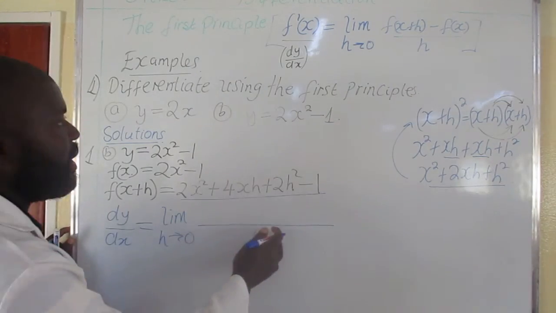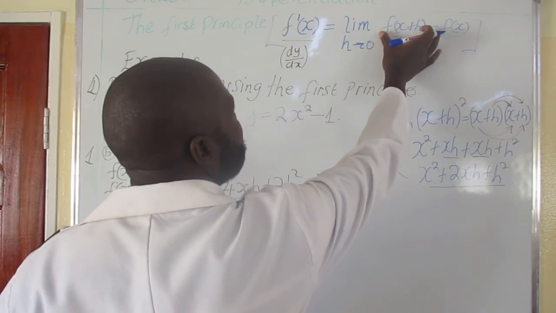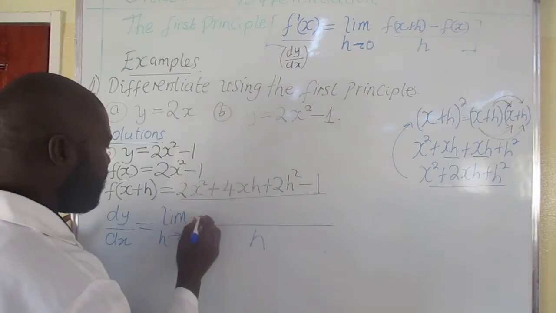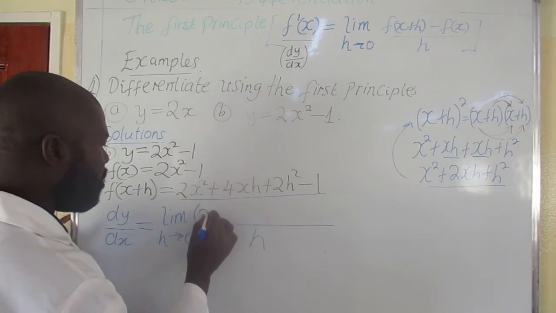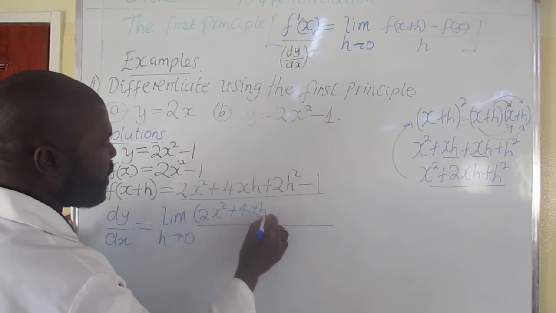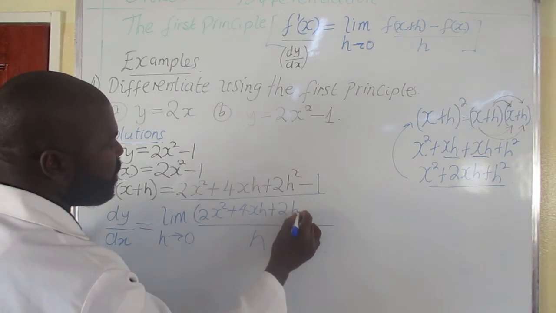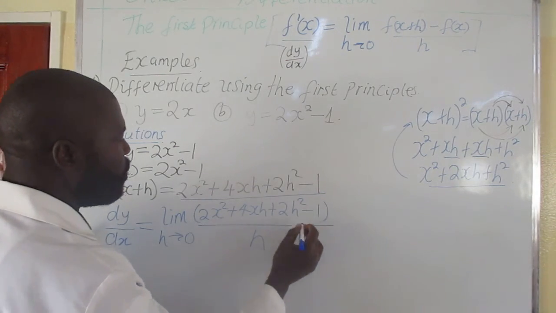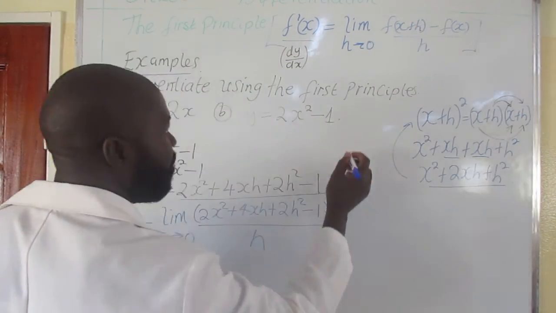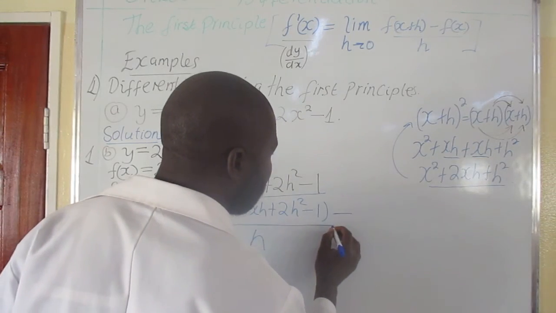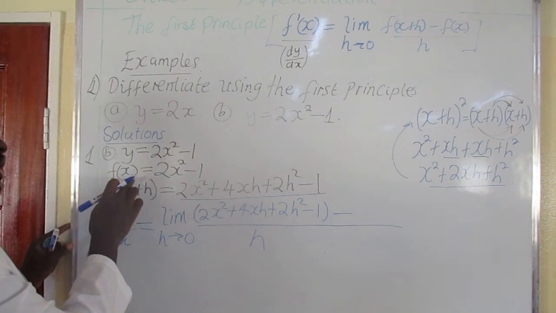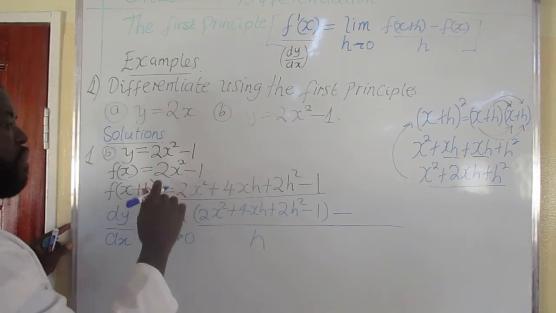Now the numerator, we have to substitute, we put f of x plus h. f of x plus h is this one. So we say 2x squared plus 4xh plus 2h squared minus 1. So actually this is f of x plus h. Now you can see this minus f of x. So our f of x is 2x squared minus 1.